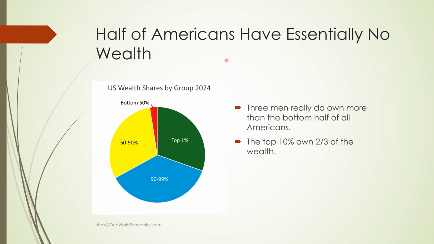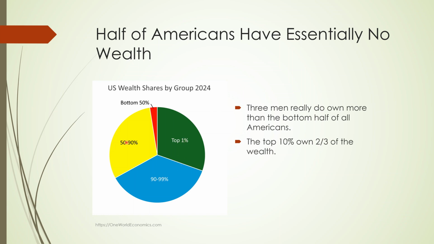So as skewed as income distribution is, wealth distribution in the United States is even more skewed. Three men really do own more than the bottom half of all Americans. So the top 1% owns about 1/3 of the wealth. Then the rest of the top 10% owns another third, a little more than a third. So the top 10% total has more than 2/3 of the wealth.